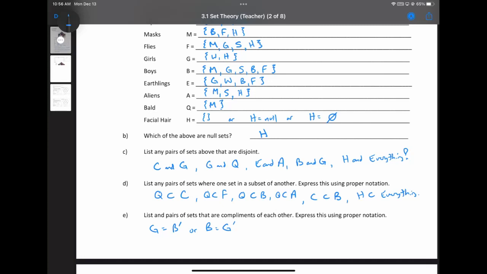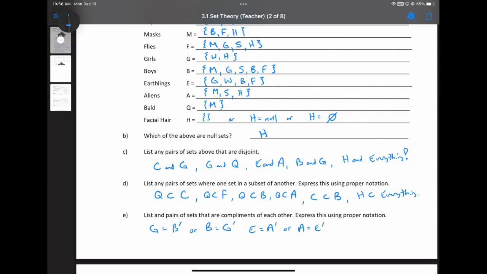And similarly, one of our other two that kind of make sense are Earthlings and aliens. They're either from Earth, or aliens are basically defined as not of Earth. So Earthlings are not aliens, or aliens are not Earthlings.